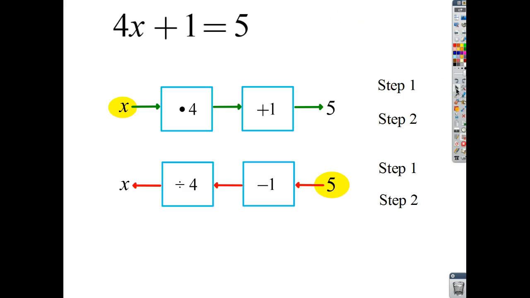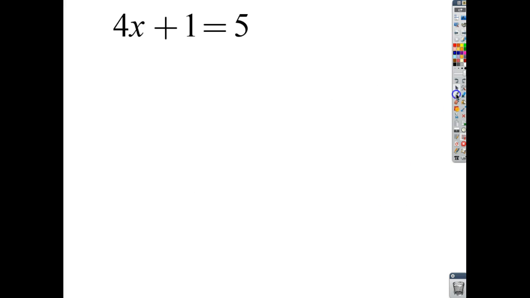Okay, so now that I know how to get to 5, if I were already at 5, in order to get back to x, I'm going to subtract the 1. I'm going to undo that step, subtract 1, and then I'm going to undo multiplying by 4 by dividing by 4. Okay, so let's keep that in mind. That'll take me to x. So let's do that here. The first thing I needed to do was take 4x plus 1, and subtract 1. Then I'm going to take 5, and subtract 1.